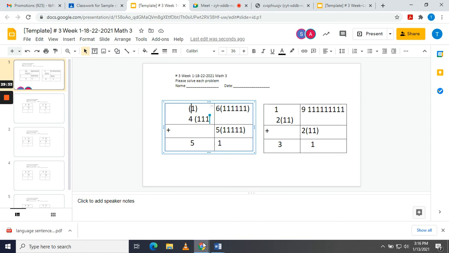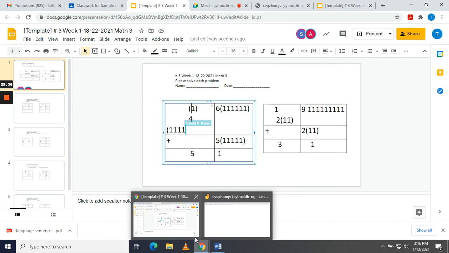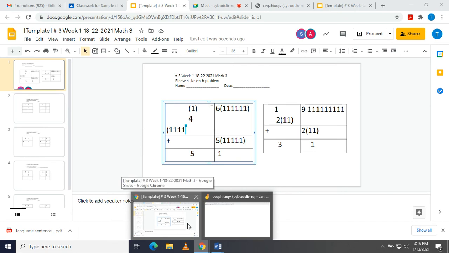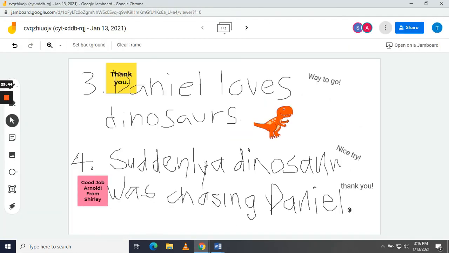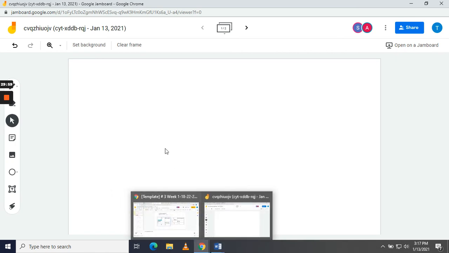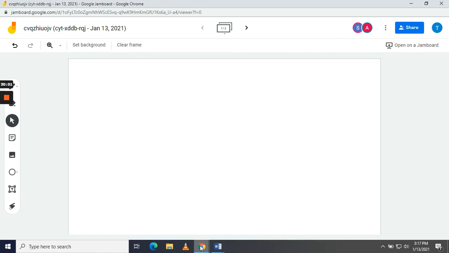So I'm going to click onto the Jamboard, and we're going to do some math problems there. So we're going to go ahead and clear the frame, and we're going to write out the problem, and we're going to start doing it. So here's the first problem.